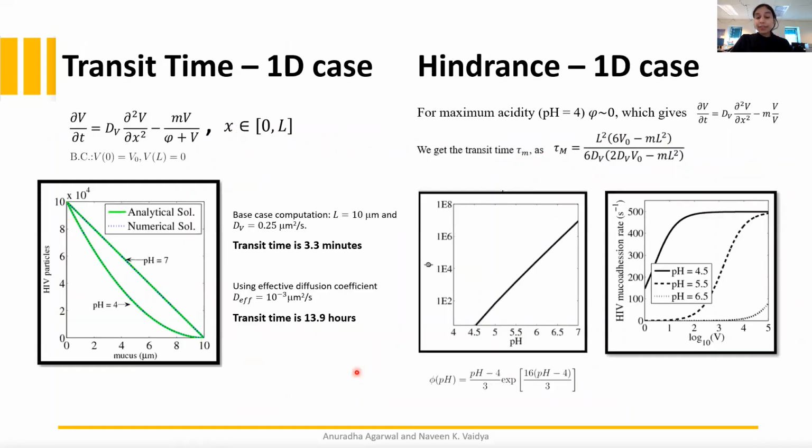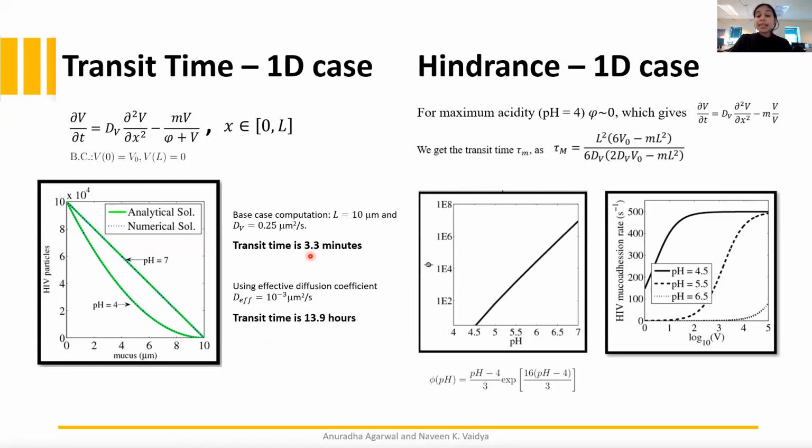Calculating the time taken for the virus particles to reach the target cells, we find that the transit time is 3.3 minutes when the pH of the mucus is neutral, and the transit time is 13.9 hours when the pH of the mucus is acidic, giving us about 13.5 hours to intervene through drug-filled nanoparticles.